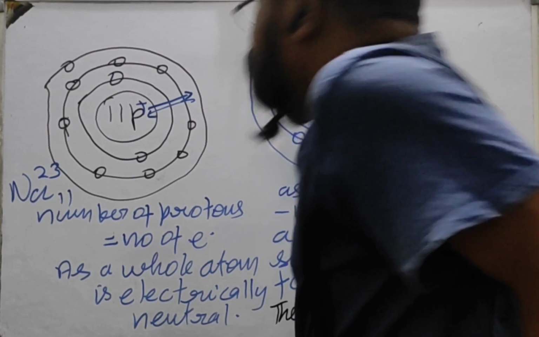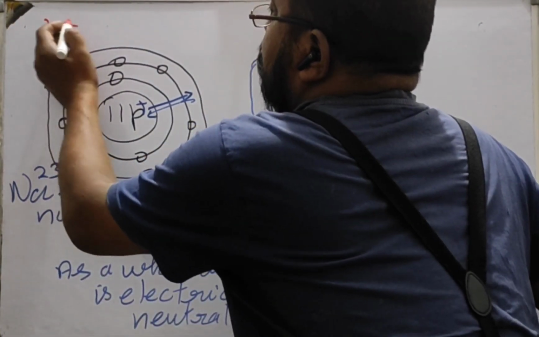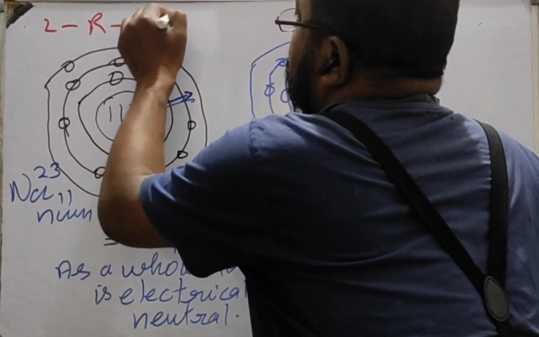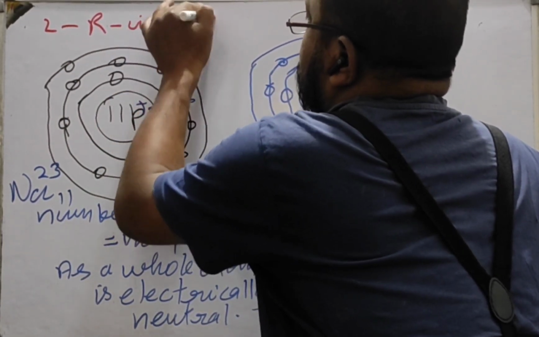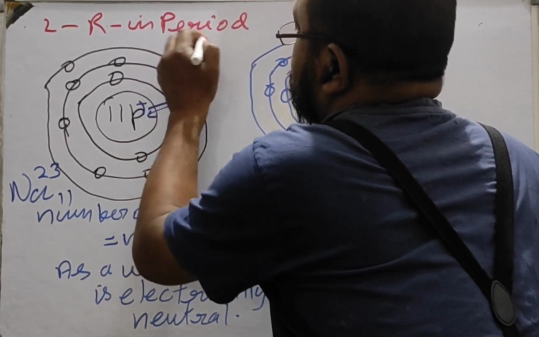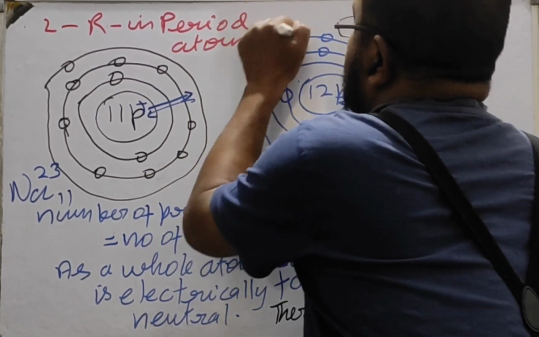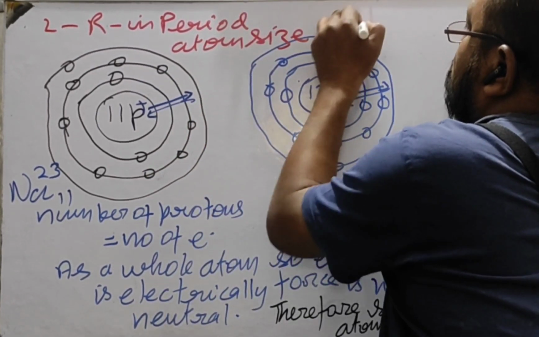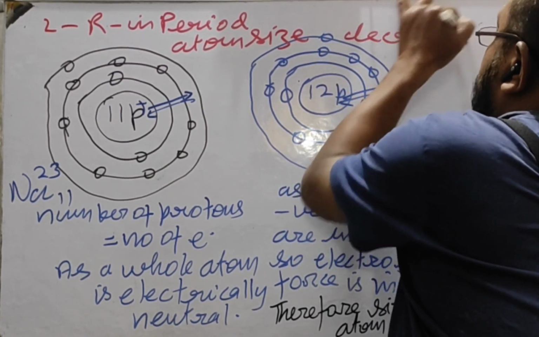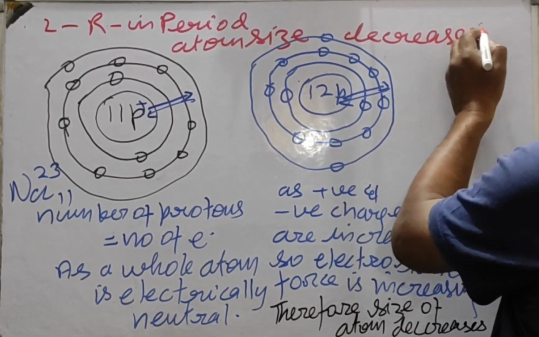So left to right in a period, atomic size decreases. Getting it? So it decreases. So what problem do you have in this now?